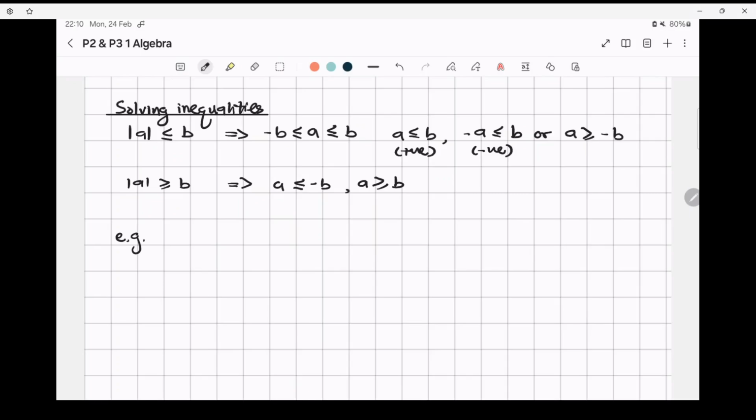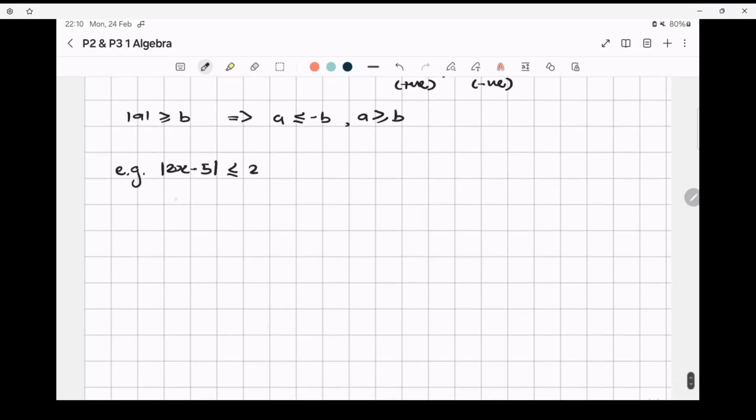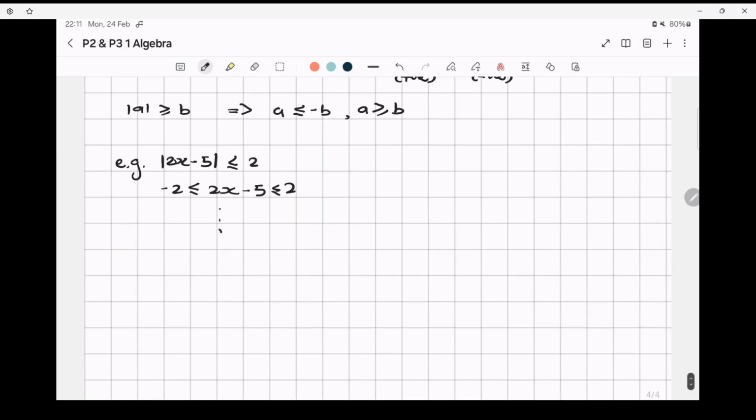So when can you actually use this? When, let's say, you have modulus 2x minus 5 is smaller or equals to a constant, let's say 2, then you can directly break it down like this and solve the equation.